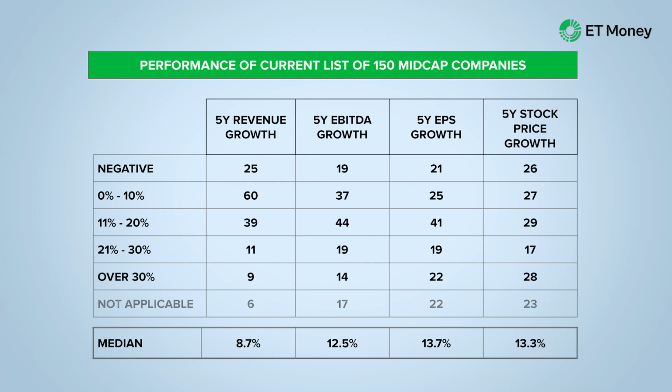We also examined the performance of all present mid-cap 150 companies and discovered that the average constituent has been growing its revenue by 8.7% over these last 5 years, while upping its EBITDA, EPS, and stock price by 12 to 13%. Of course, the numbers relevant to individual companies may not be as significant to the index because a lot of it will depend on the weights assigned to different companies, which is something we'll discuss in the next section of this video.